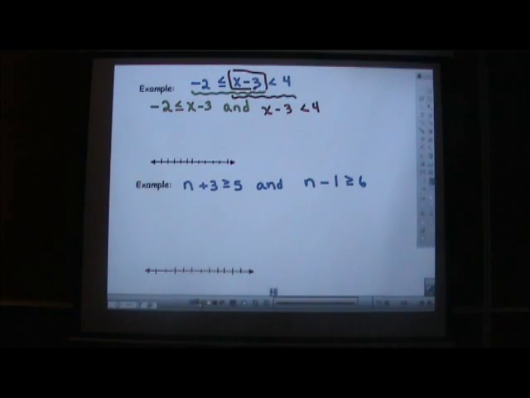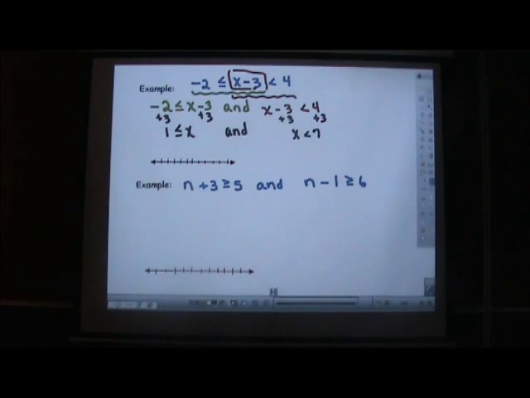Now from here we're going to solve both. As we're reading the first one and solving, we look at x, we'll add 3 to both sides. -2 plus 3 gives me 1 is less than or equal to x. Still have the word "and", and then over here we'll add 3 and I'll get x less than 7.